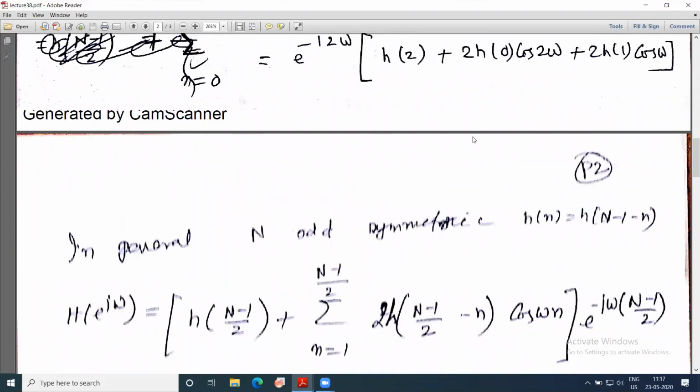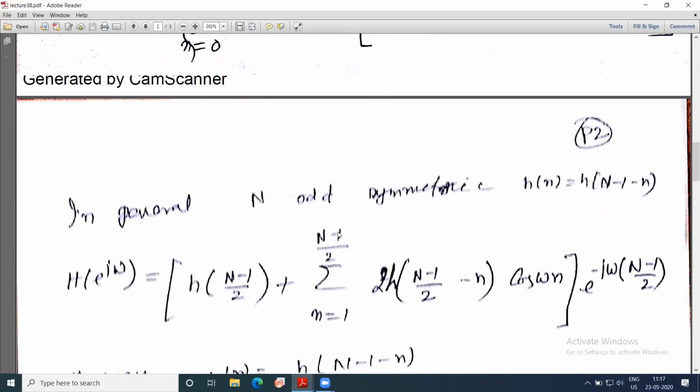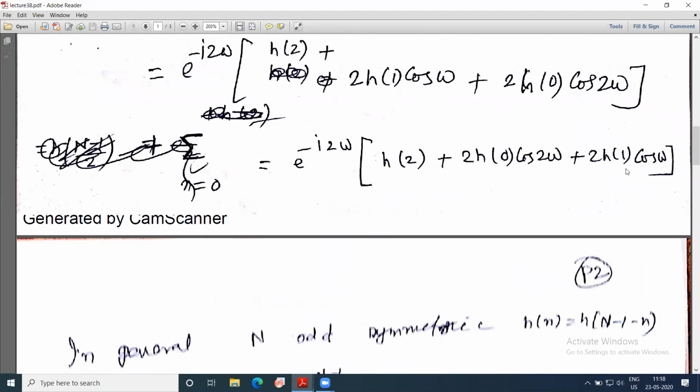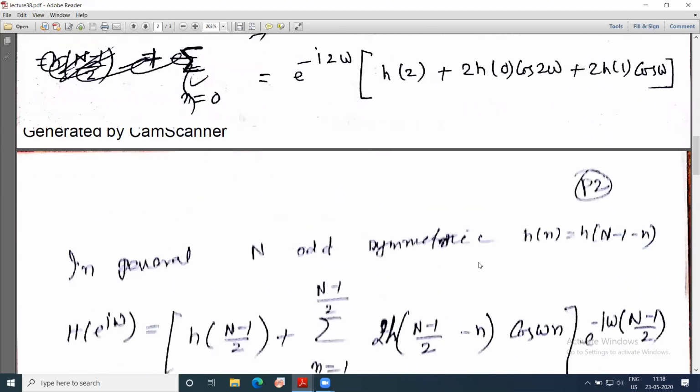Now, next is h of n, with n equal to 1 to (n minus 1) by 2. (N minus 1) by 2 means it is 2. Then this is 2 times h of (n minus 1) by 2 minus 1. What will be the value of (n minus 1) by 2? It is 2. So 2 minus 2 minus 1 means h of 1 cos of omega. And for n equal to 2, 2 minus 2 means 0, h of 0 cos of 2 omega. Now what will the phase be?